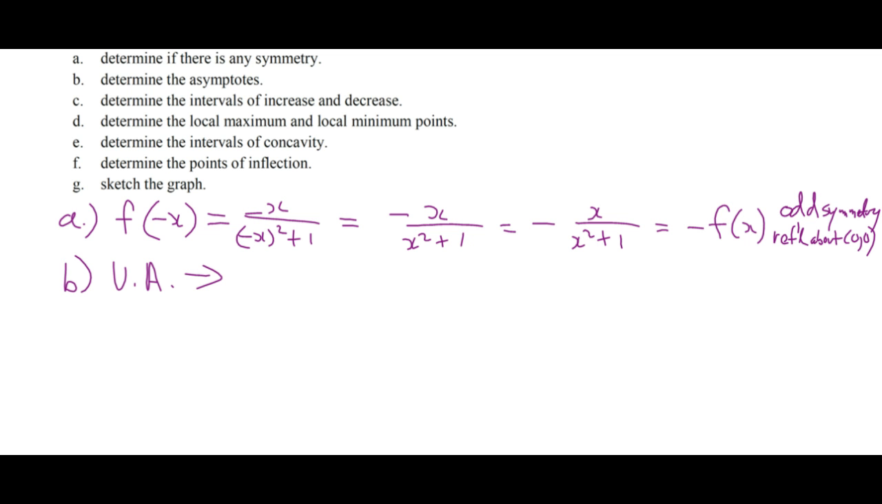What can we say about the vertical asymptotes? There are none, right? What do you need for a vertical asymptote? You need to have 0 in the denominator, right? It doesn't exist. So none.